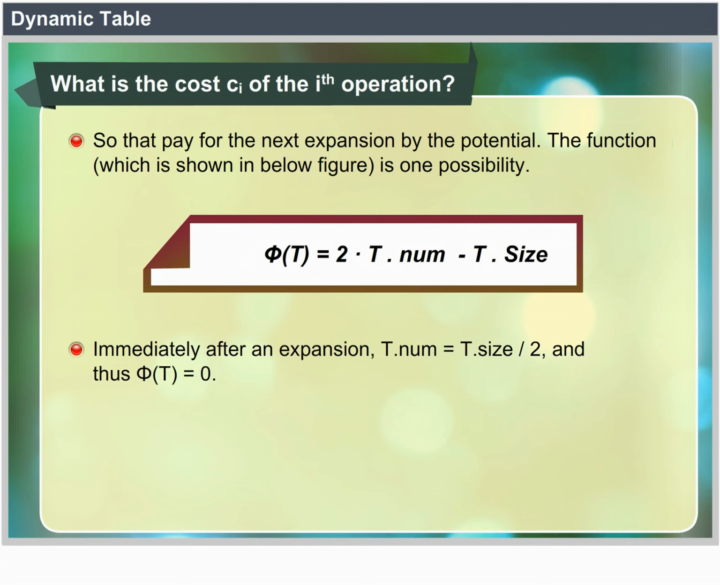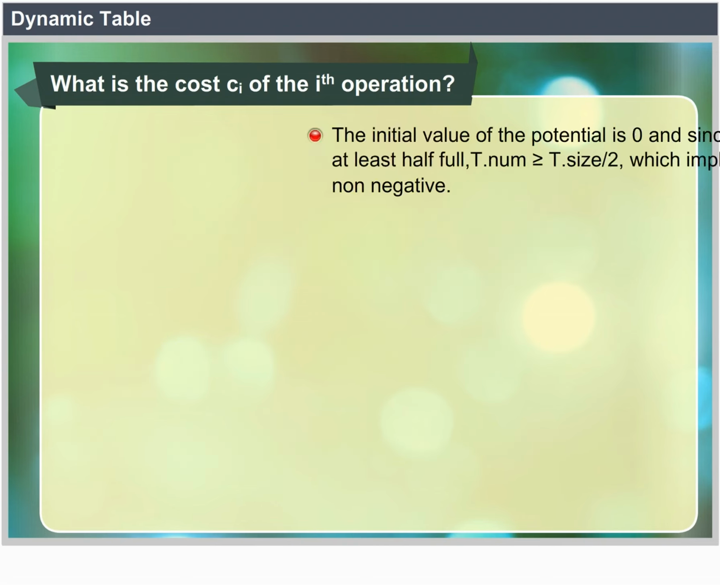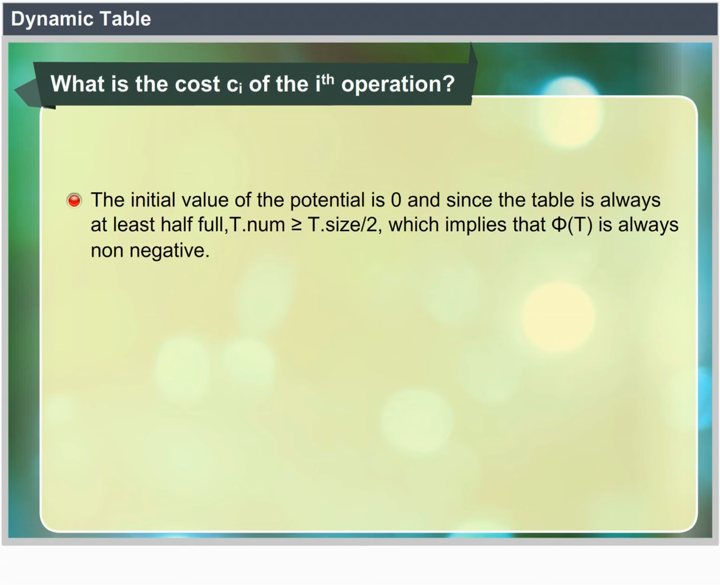Immediately after an expansion, t.num equals t.size by 2 and thus phi of t equals 0. Immediately before an expansion, t.num equals t.size and thus phi of t equals t.num. The initial value of the potential is 0, and since the table is always at least half full, t.num is greater than or equal to t.size by 2, which implies that phi of t is always non-negative.